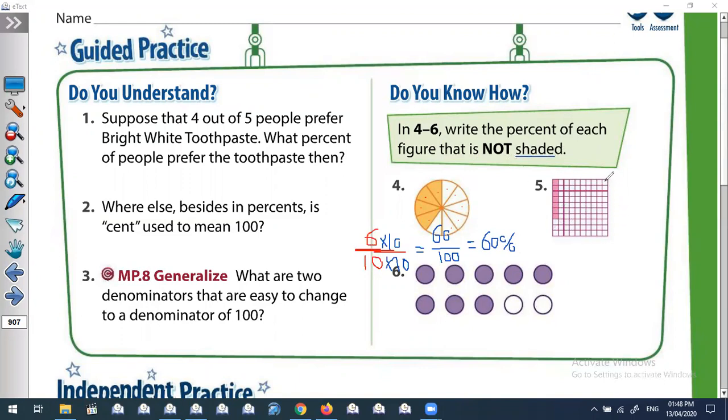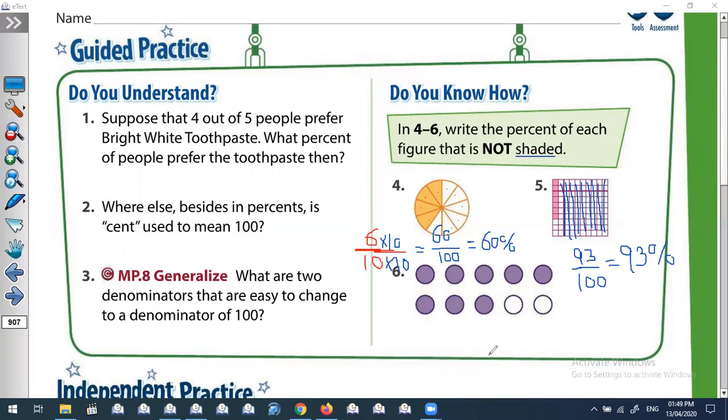Let's count the not shaded. 10, 20, 30, 40, 50, 60, 70, 80, 90, 91, 92, 93. So write 93 up over. If you count all parts, it will be 100. Here, already the denominator is 100, so you cannot change any number. So write 93 and beside it the symbol of percent, because already the denominator is 100.